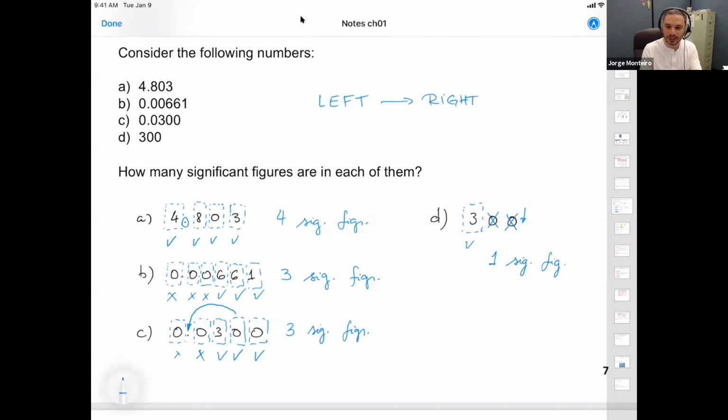Very careful with that, guys. If we had a decimal point here, just the fact that this decimal point is here, we would have to count everything after the 3. Okay, so the decimal point indicates that we have confidence that this is a 0.